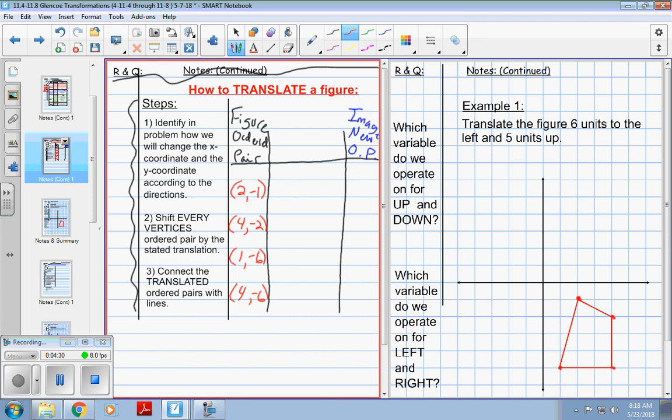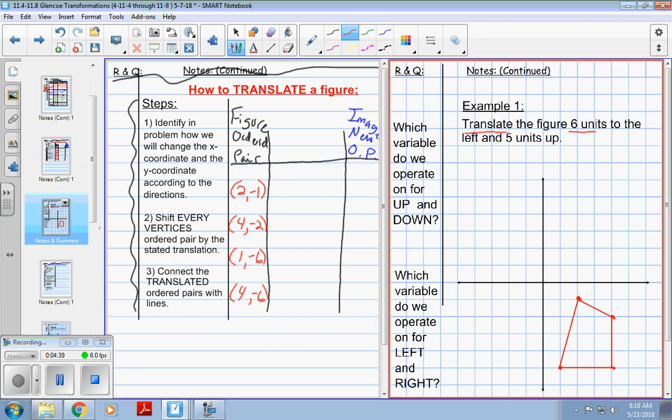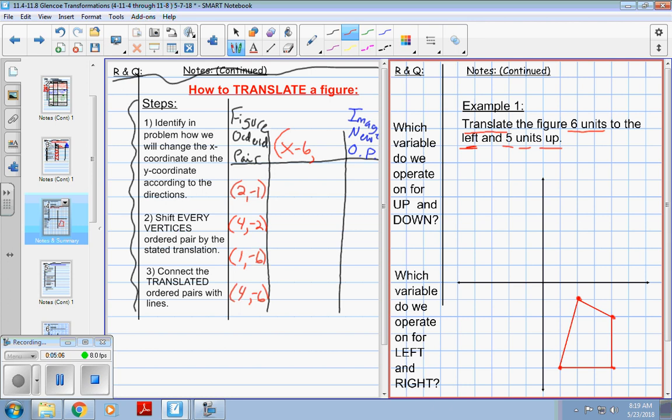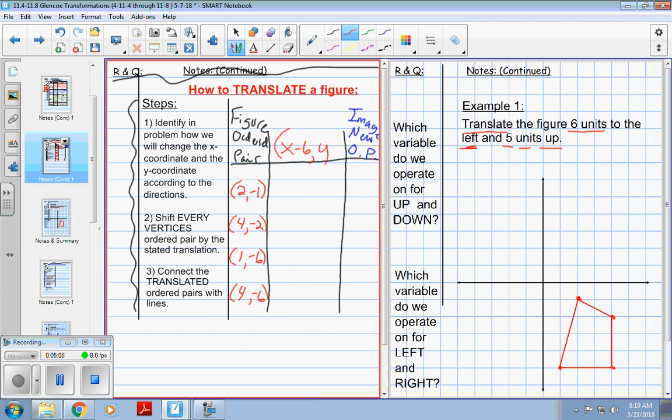Hopefully you were able to read those ordered pairs because they're going to recycle throughout this lesson. According to our directions, we have to translate this figure 6 units to the left. What is left on the coordinate plane? Is that the x-axis or y-axis? Yep, it's the x-axis. And when we go left, is that a positive or a negative number? Yeah, it's negative. So what we're going to do to every ordered pair is take the x and minus 6. Then for the y, we have to go 5 units up. Is up positive or negative? Yeah, it's positive, so we're going to write plus 5.